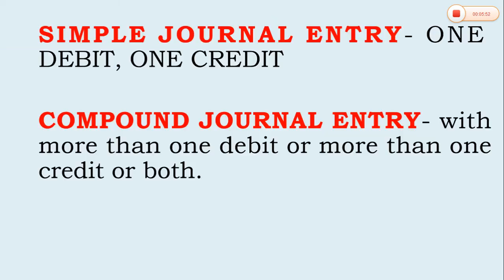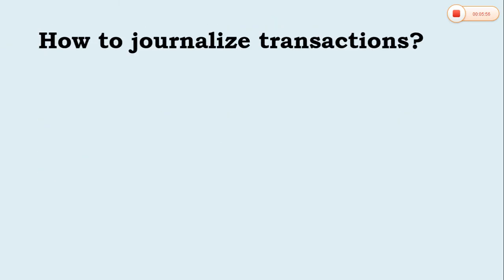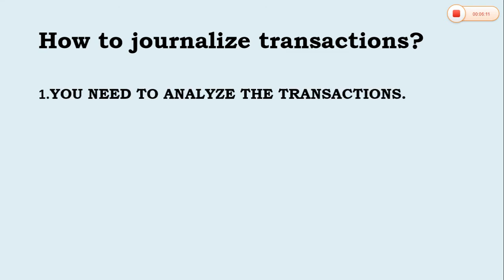Okay? Shall we proceed? Now, we have here how to journalize transactions. Most of you get confused about how to make a journal entry, what to debit, what to credit, and which account title to use. So this is the process. These are my tips. Okay? Number one, you need to analyze the transactions.